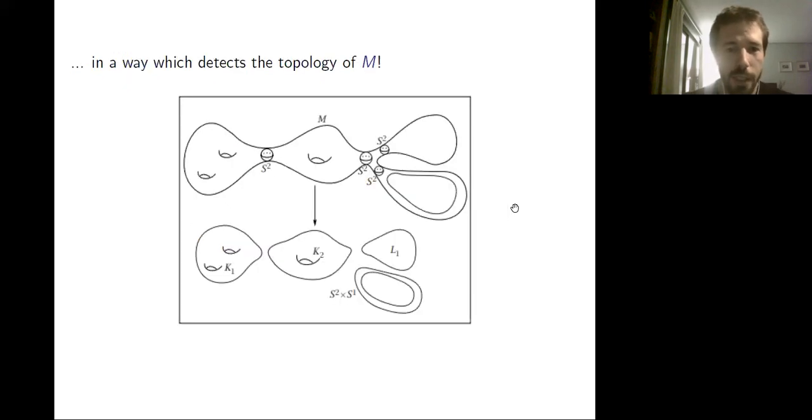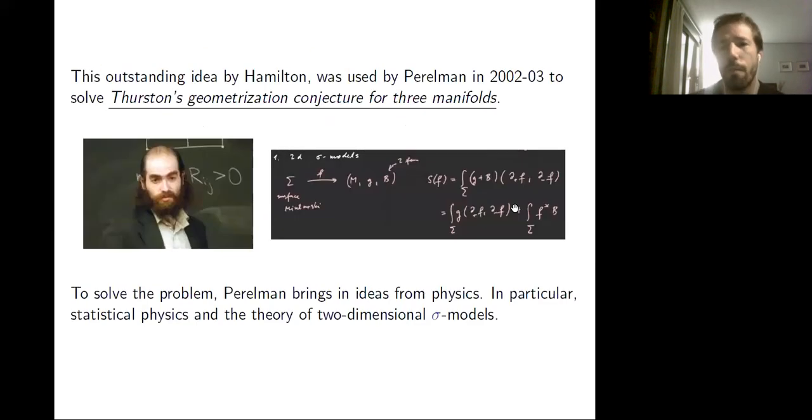Okay, so this is a beautiful idea that was posed by Hamilton in his papers, and then it was used by Perelman later to solve the geometrization conjecture by Thurston for 3-manifolds. And one of the nice and striking aspects of Perelman's work is that he brings in ideas from physics, in particular from statistical physics and the theory of 2-dimensional sigma models.